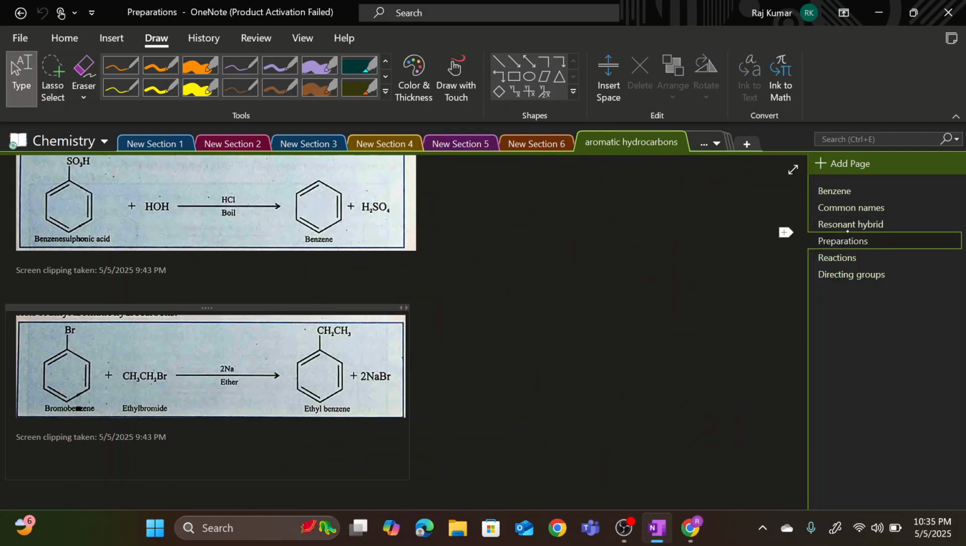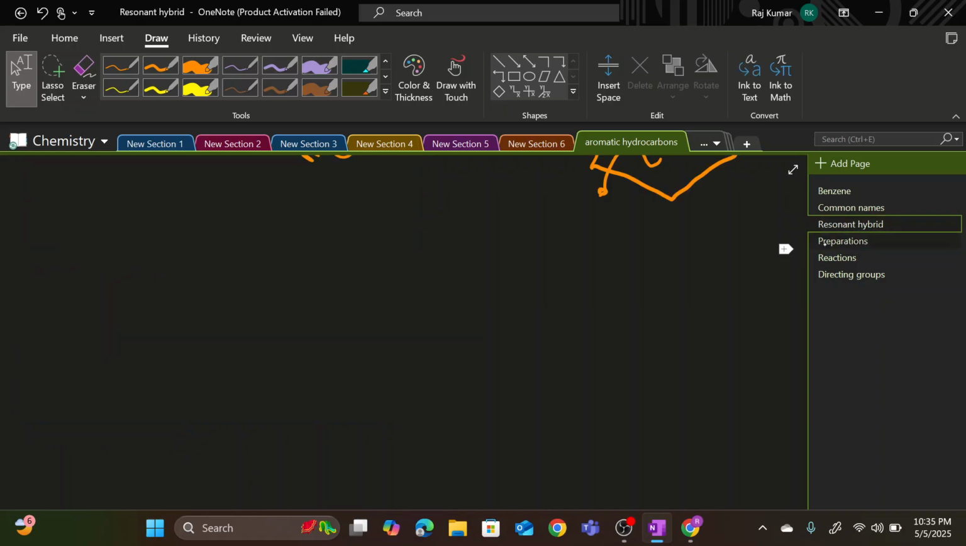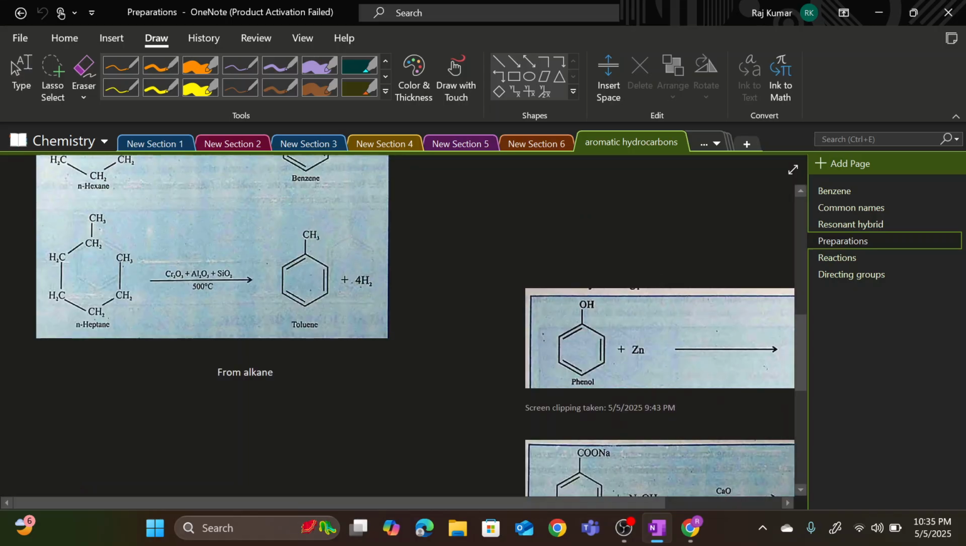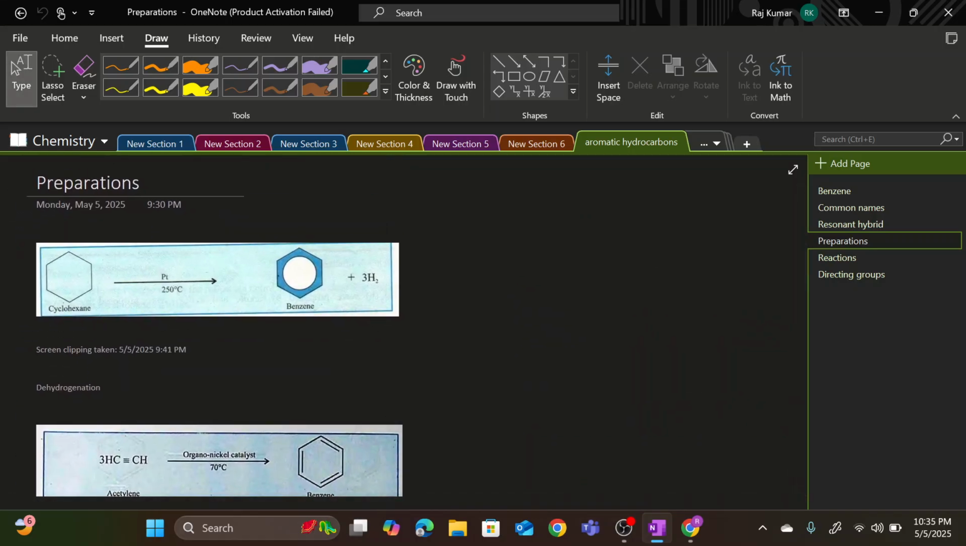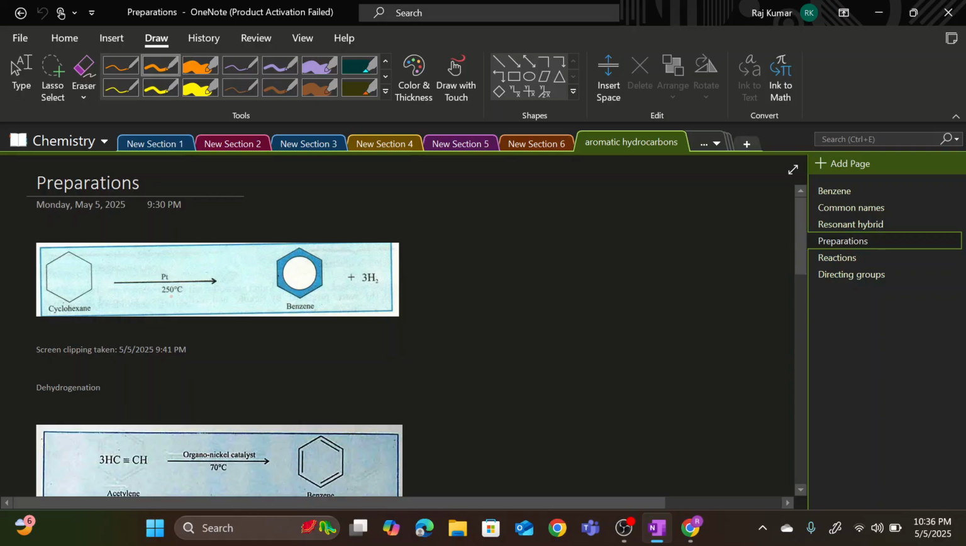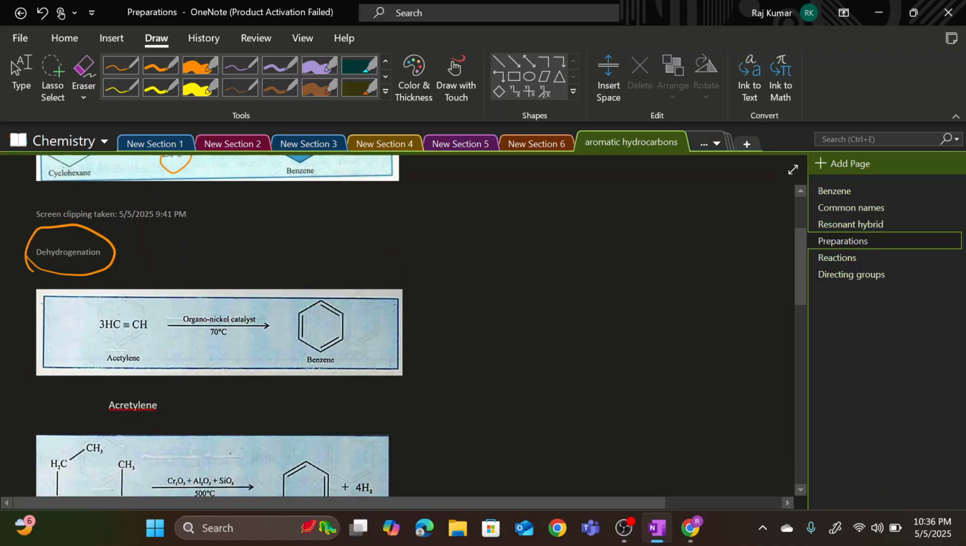Alright. So moving forward, there are certain methods through which we can prepare benzene. Benzene can be prepared in such a manner that, let's say I take cyclohexane and I perform dehydrogenation of cyclohexane. For example, I take cyclohexane and I perform dehydrogenation, and the catalyst is platinum at 250 centigrade. I will get benzene. Second method is I take acetylene at 70 centigrade. In the presence of organonickel catalyst, it will form benzene.